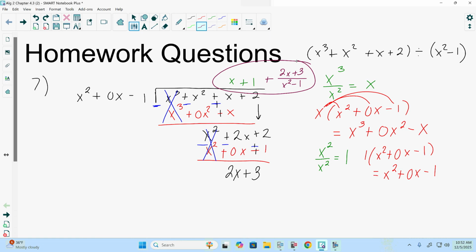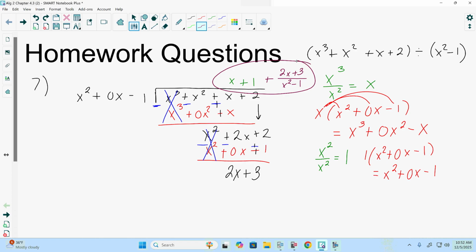So we have x plus 1 plus 2x plus 3 over x squared minus 1. Even though we did add the 0x in the process of solving, we don't add that 0x back into the answer. We just remove it back out because 0x is just 0. Does that make sense? Questions on this? Do we feel good about this?